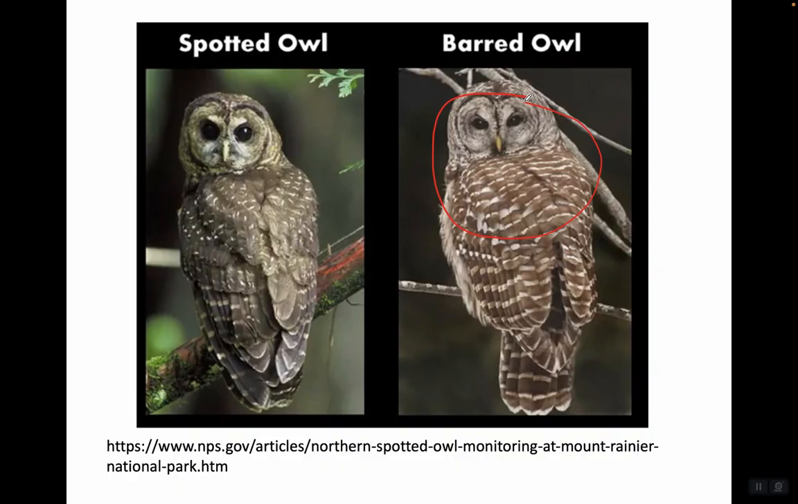So there are different proposals of dealing with this. Recently, the U.S. Fish and Wildlife Service has proposed killing 500,000 barred owls to help spare the spotted owl. It's a controversial issue, killing off 500,000 owls to save another owl, to say the least.